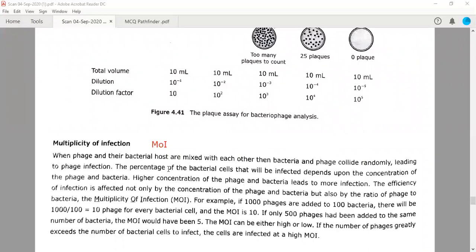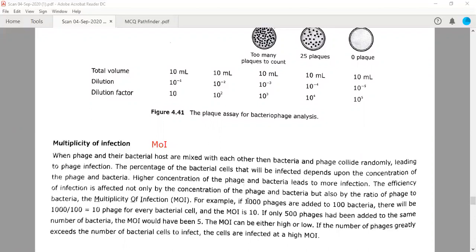So what you need to do is always keep the virus number above, and divide by the number of bacteria. So it is affected not only by concentration, but also by the ratio. And this ratio is actually called multiplicity of infection, right?